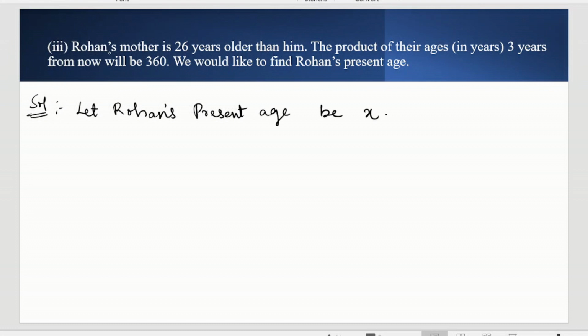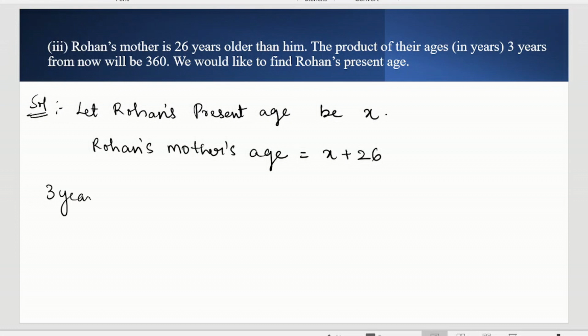See the question. Rohan's mother is 26 years older than him. So if Rohan's present age is x, Rohan's mother's age will be x plus 26, because she is 26 years older than Rohan. Now see here, the product of the ages 3 years from now will be 360. 3 years from now means after 3 years, right?